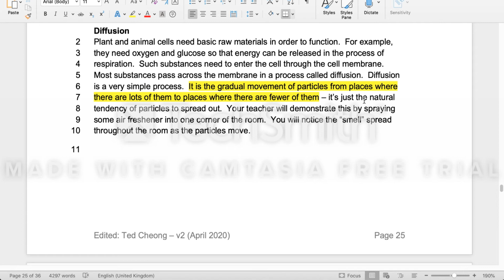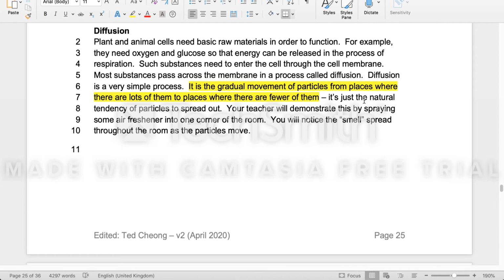All right. Such substances need to enter the cell through the cell membrane. Now, with diffusion, the cell membrane plays a huge role because you know from earlier that the cell membrane controls what enters and leaves the cell.